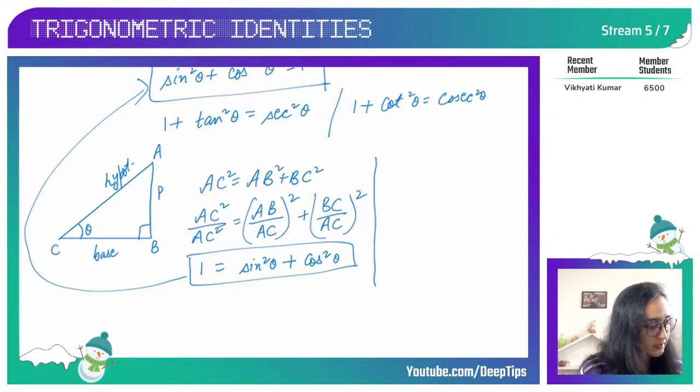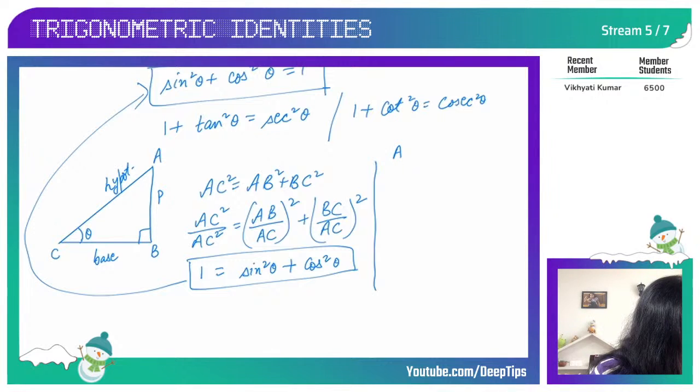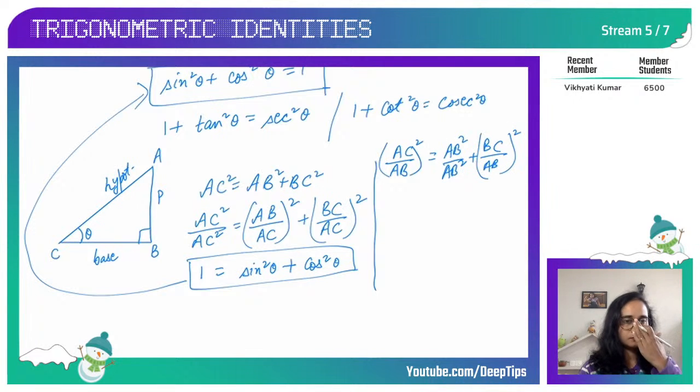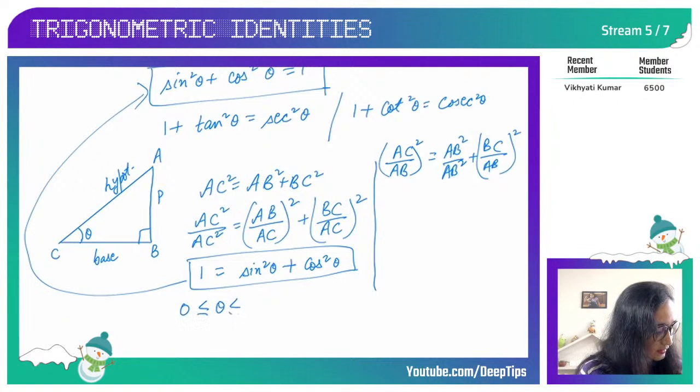Now if I divide this same equation, AC square equals AB square plus BC square, by AB square on both the sides, I can write it something like this: AC by AB whole square equals AB square by AB square plus BC by AB whole square. So in the second step, first I divided the entire equation by hypotenuse and got the first identity. This identity holds true for all the values of theta ranging from 0 to 90 degrees.